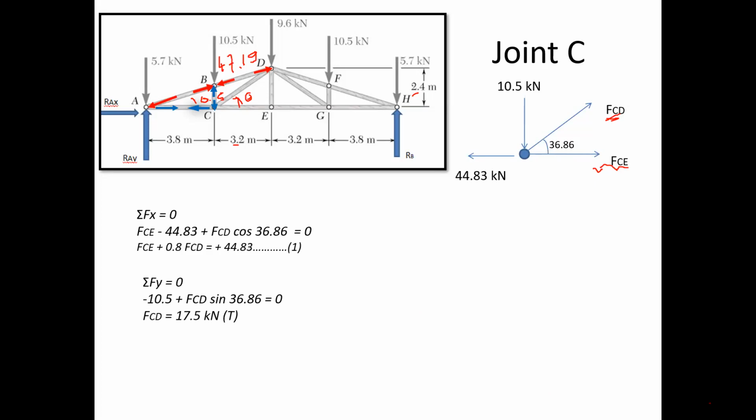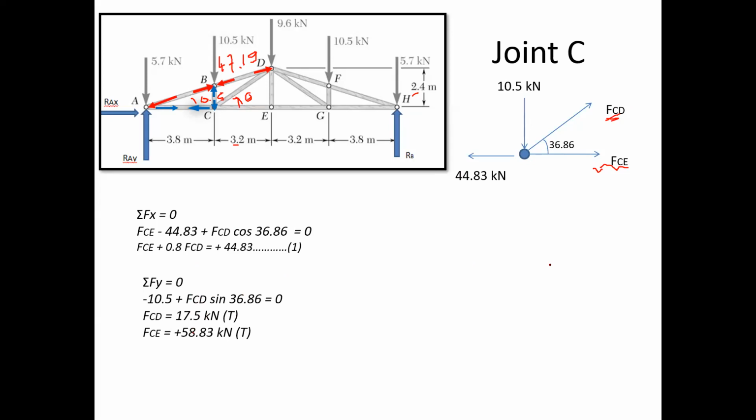Now similarly, we'll get the value of FCE. For that, we have to put the value of FCD in equation number 1. When we put the value of FCD, you have to take it as it is, that is 17.5, because the assumption for FCD is correct here. So when we put FCD equals 17.5 here, we get the value of FCE as 58.83, and the answer is not matching. Why?